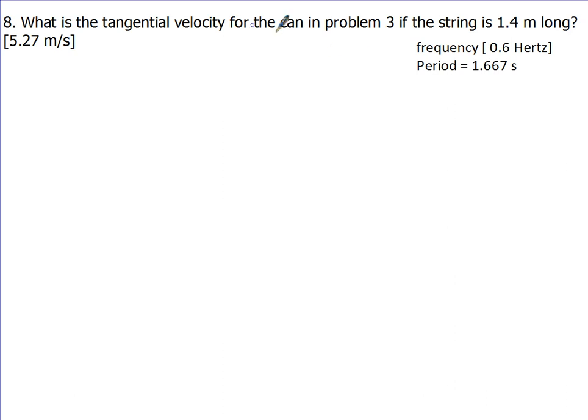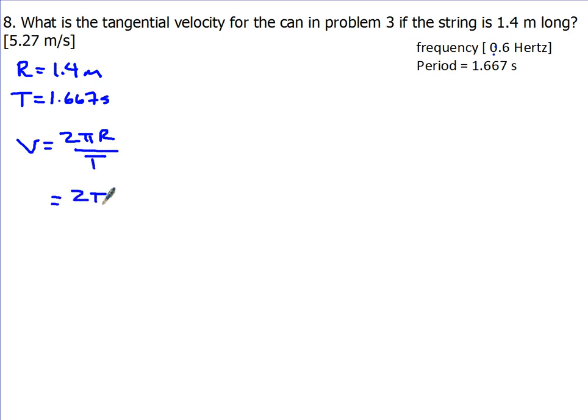Now, what is the tangential velocity for the can in problem 3 if the string is 1.4 meters long? I just brought over that the frequency was 0.6 Hertz and the period is 1.667 seconds. So, r is 1.4 meters and the period is 1.667 seconds. So we're looking for velocity, and the velocity is 2 pi r divided by your period. So this is 2 pi times 1.4 divided by your period, which is 1.667.